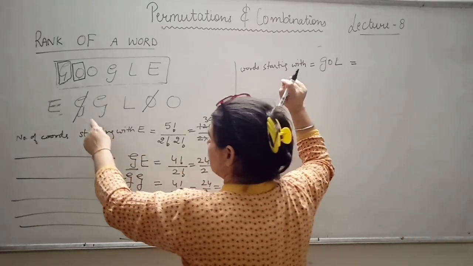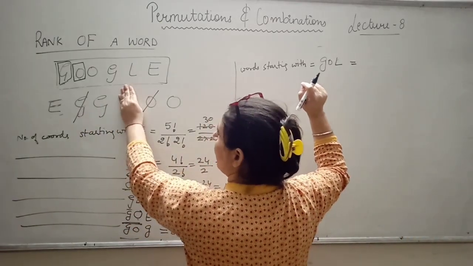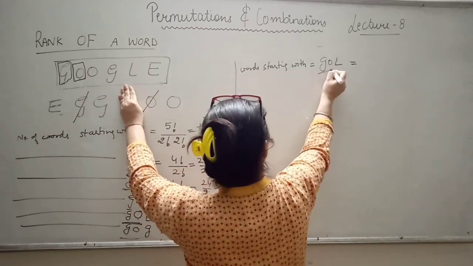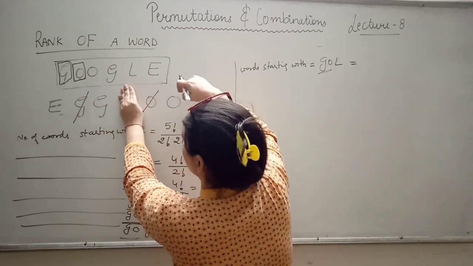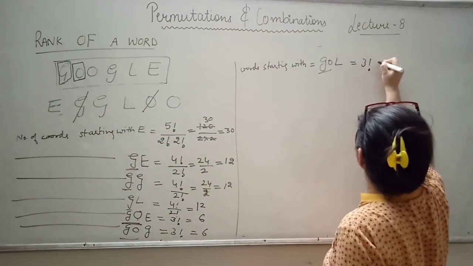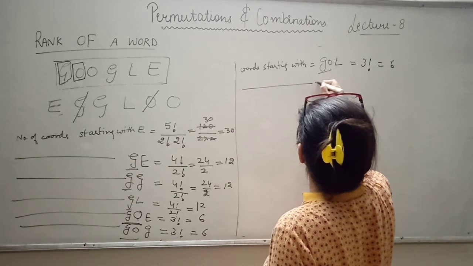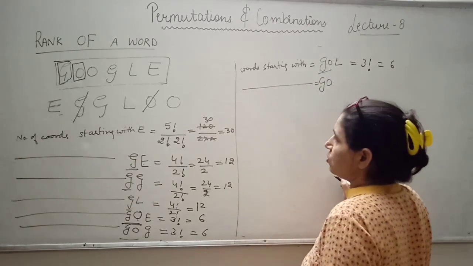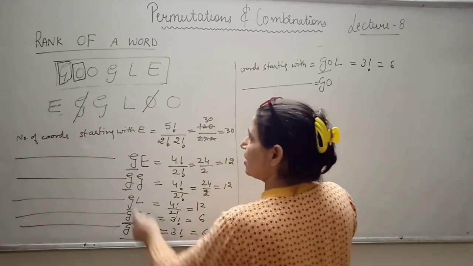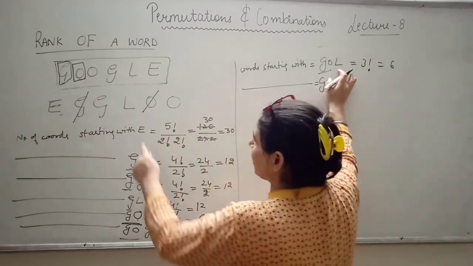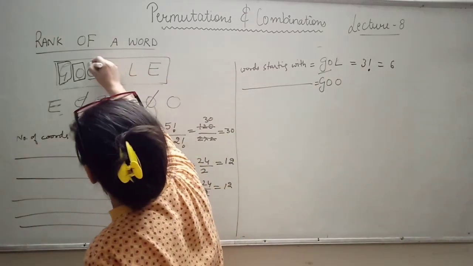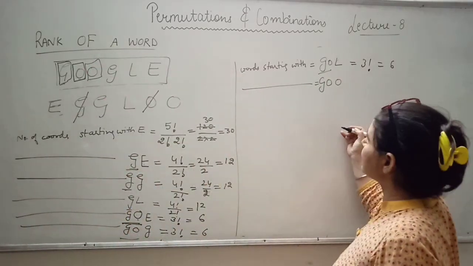Okay, G O L, we hid the L. These have been cancelled because these have been fixed, G and O have been fixed. So how many are left? 1, 2 and 3. So 3 factorial means 6. Now words starting with G and O are fixed. After that, with G O, E has come, G has come, and L has come. Now what is left? That is O. So O has come exactly at the third position, which is required.